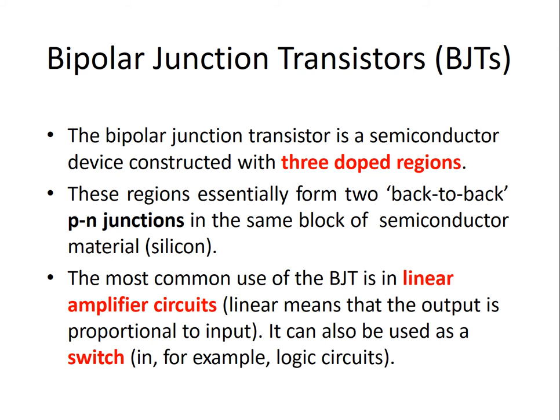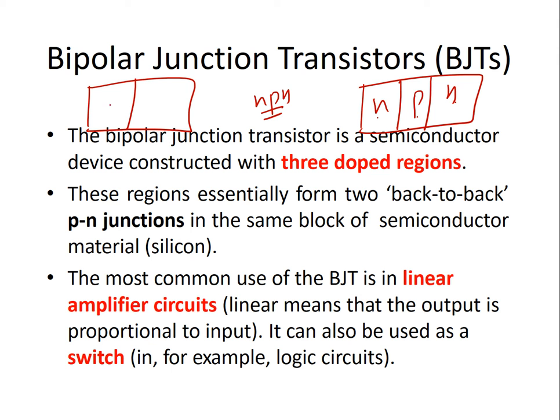So how are we actually making a BJT? We are doping three different regions. Like here we have N, this P, and N here: N-type material, P-type material, and N. This is called an NPN transistor. We could also have p-type material here, n-type material here, and p-type material here. This is called a PNP transistor. So these are the two different kinds of BJT, NPN transistor and PNP transistor.